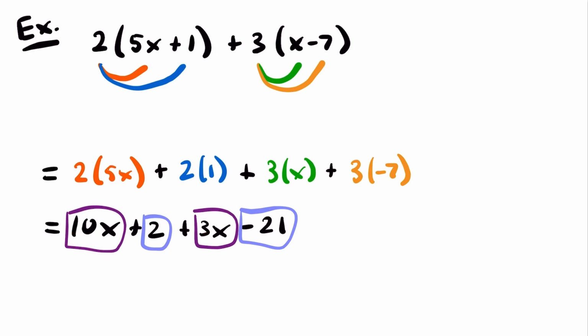So adding the coefficients of our variable terms, 10 and 3 become 13. So we have 13x. You want to keep that same variable part. And then 2 minus 21, or 2 plus negative 21, is negative 19. So we have minus 19, and that right there is the final answer. That is this variable expression simplified with the help of the distributive property.